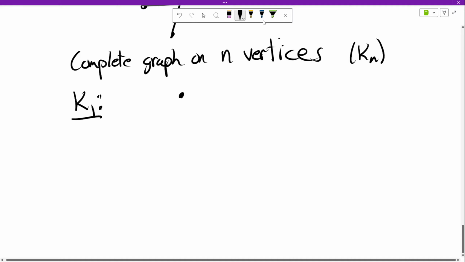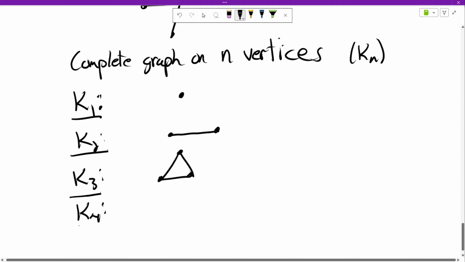And so that's it. K2 is you have 2 vertices, and you draw all possible edges. There's just one edge. K3 is you have 3 vertices, and you draw all possible edges. So there's 3 edges. K4, you draw 4 vertices, and then you connect all possible edges. So here there's actually 6 edges.